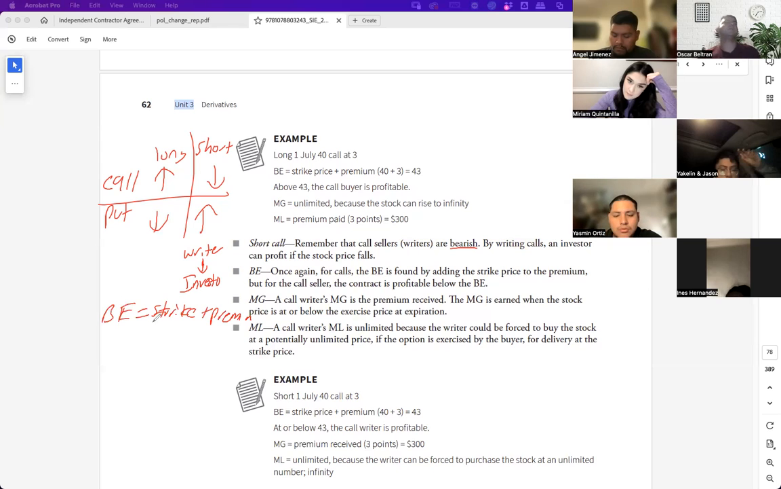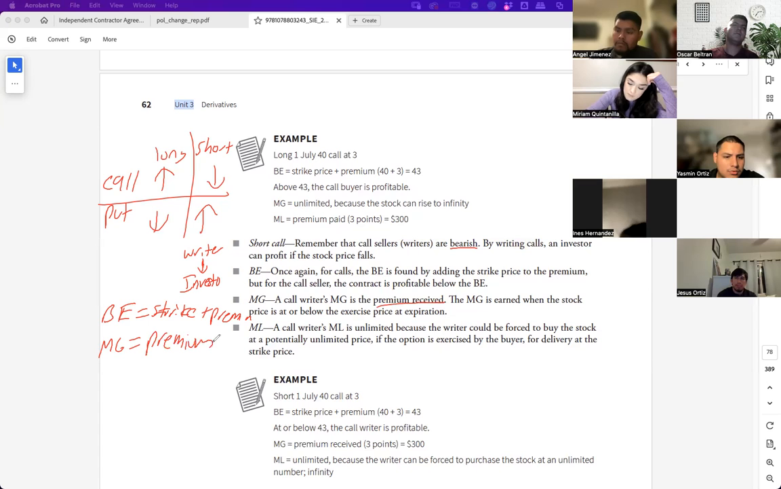Overall, the maximum gain for us here is the premium received. Why do you think the maximum gain is the premium? Because they're selling the contract. Exactly. We wrote the contract and sold it to a buyer, and we're hoping that buyer does not exercise it. If they don't exercise it, we keep that premium. We don't have to do any work.